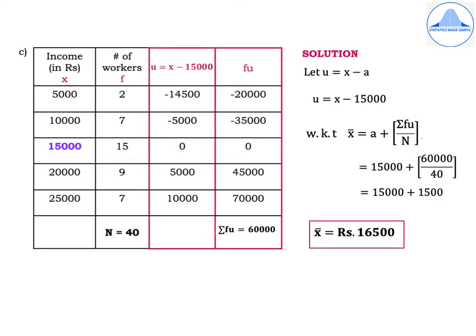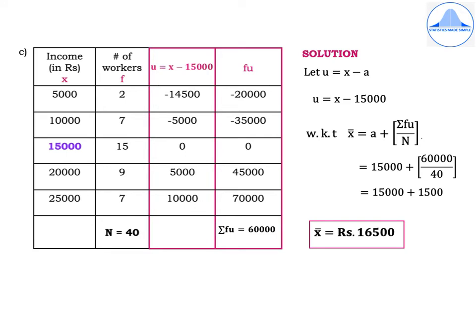Subdivision C. In the first column, we have income in rupees, and in the second column, number of workers. Income in rupees are 5,000, 10,000, 15,000, 20,000 and 25,000. Number of workers are 2, 7, 15, 9 and 7. So the data given in this subdivision is discrete data. So mark the first column income as X, number of workers as F, then find out capital N, which is equal to 40.